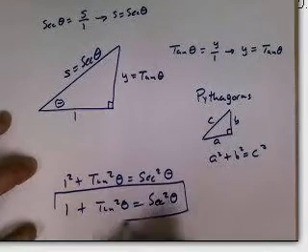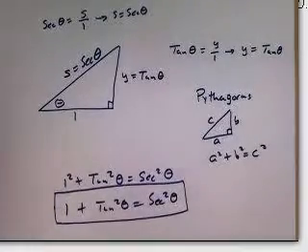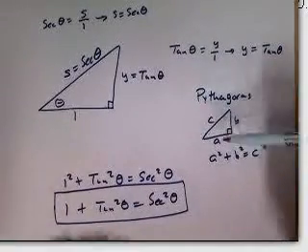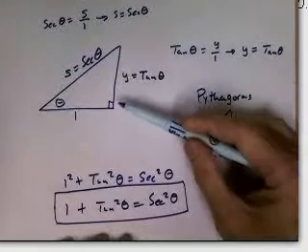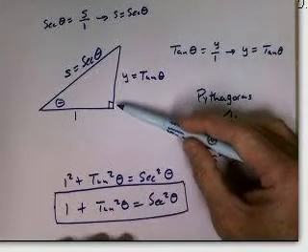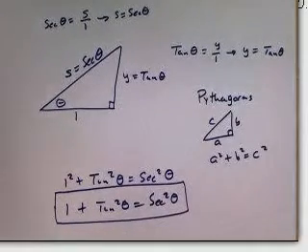So there is my second Pythagorean identity based on the Pythagorean theorem and this triangle. Stay tuned for the third in episode 3.